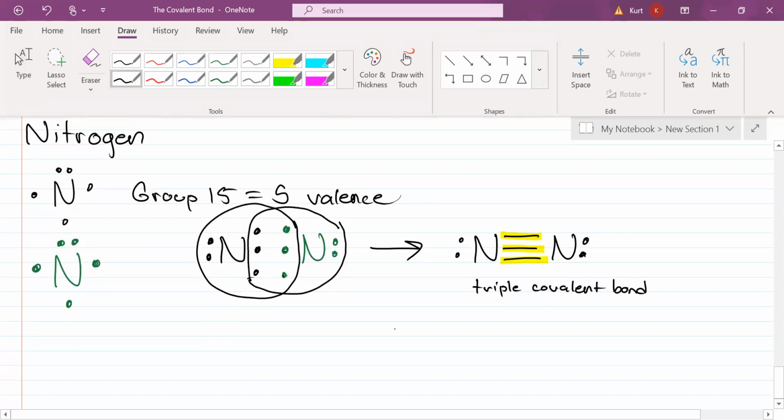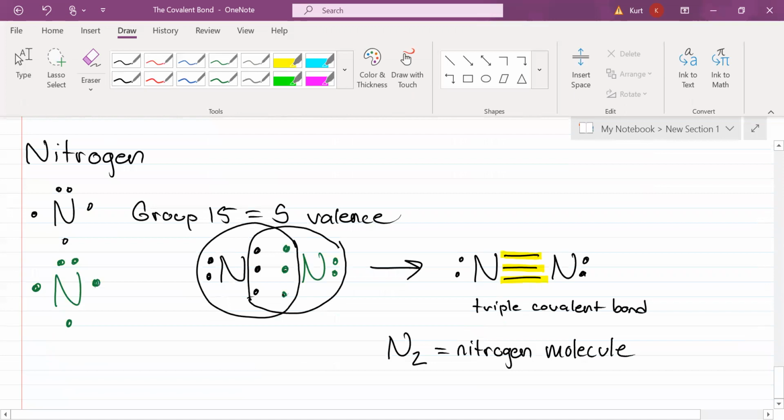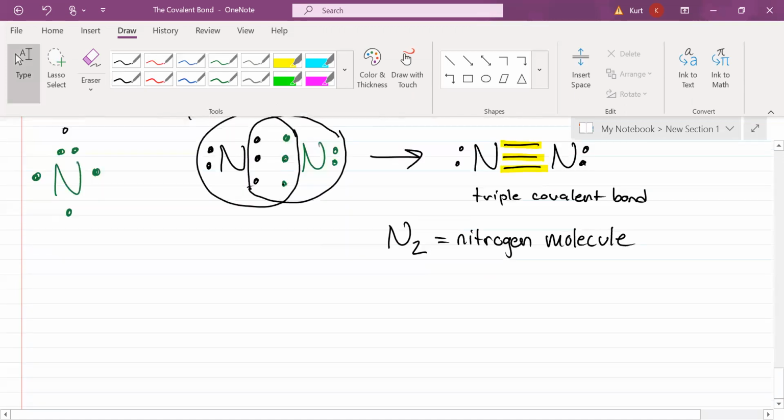And this forms N2, which is a nitrogen molecule. This is what actually makes up the majority of Earth's atmosphere, nitrogen gas. At room temperature, this would be a gas. Same thing with hydrogen, it would be a gas. All right, so we have no fear.